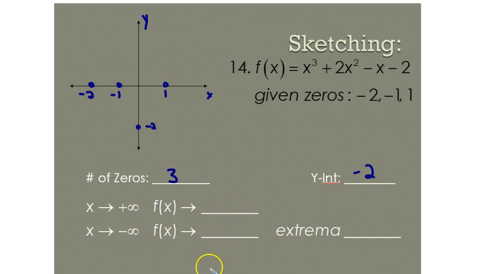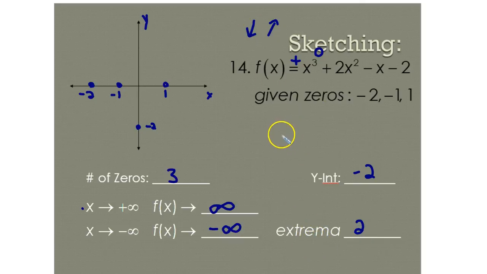Okay. End behavior, looking at my function, it is an odd degree and a positive leading coefficient. So the arrows are in different directions, and the right one is up because of this positive leading coefficient. So the right side, as x approaches positive infinity, is up, and the left side, as x approaches negative infinity, is down. And the most number of extrema is the degree minus 1. 3 minus 1 is 2. So it's going to have 2 turns in direction.